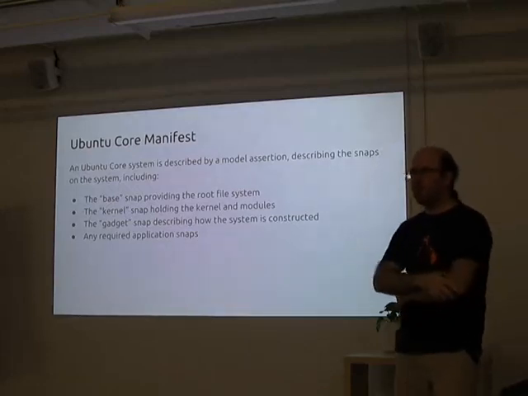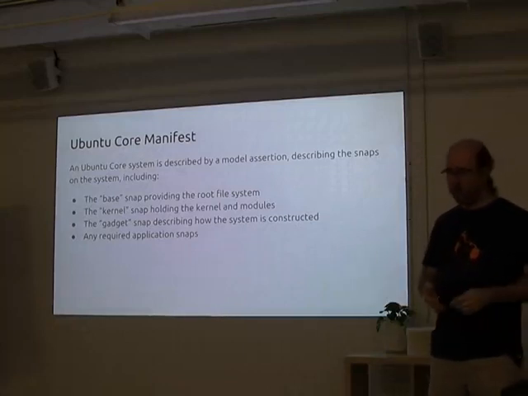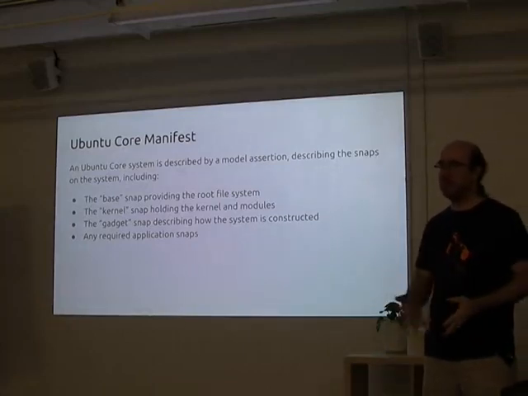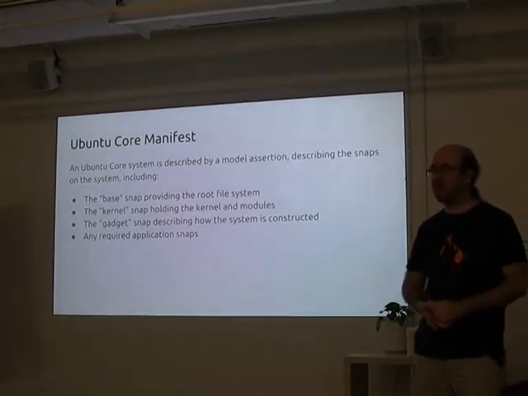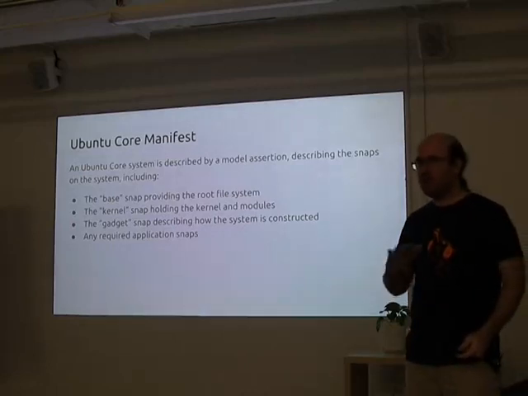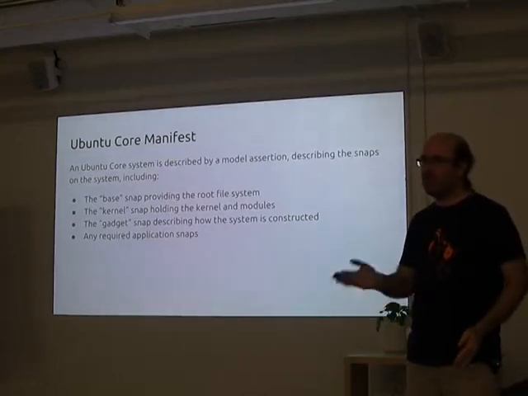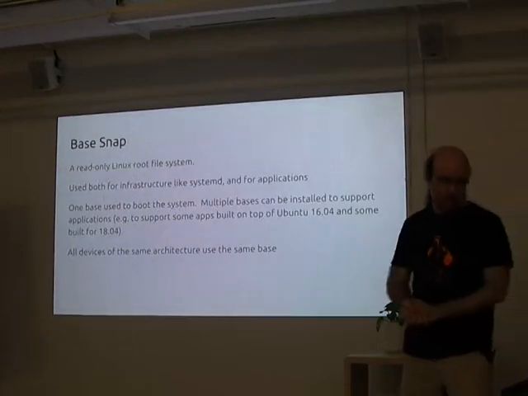So in general, a simple Ubuntu Core system might have maybe 5 or 6 snaps on it, rather than hundreds or thousands of packages as you have on a traditional system. So that gives you an idea of the granularity of your updates.